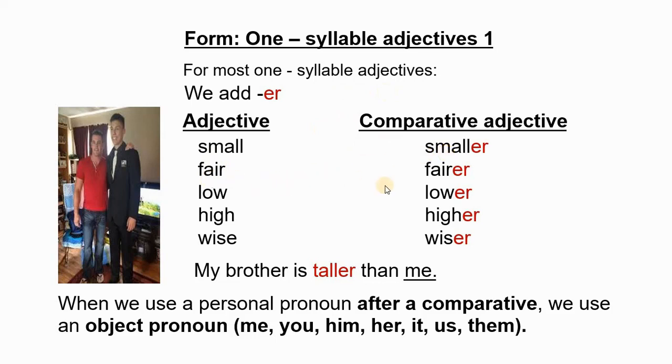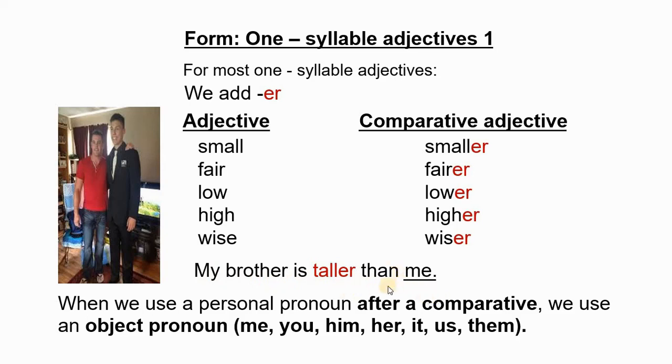Fair becomes fairer. Low becomes lower. High becomes higher. Wise becomes wiser. So, example, my brother is taller than me.